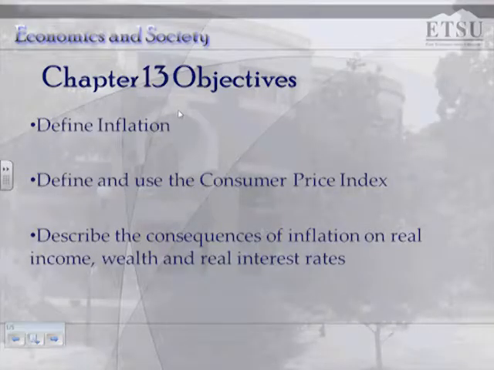So if you remember back in our discussion about GDP, we talked about the difference between real and nominal GDP, and what we want to think about now here in Chapter 13 is the idea of inflation and how it can be measured. Remember, we said real GDP was nominal GDP that had been adjusted for inflation, so we want to think about what inflation is and how it's calculated, and then what the consequences of inflation are.